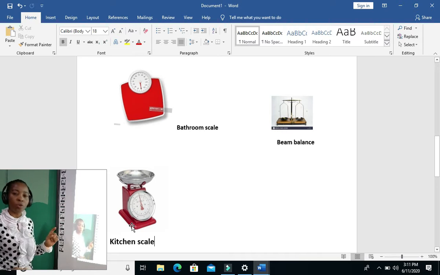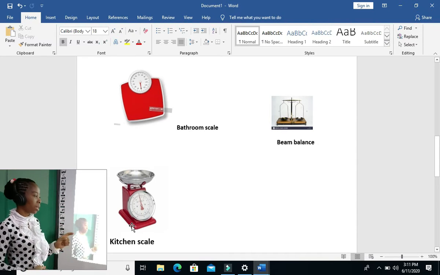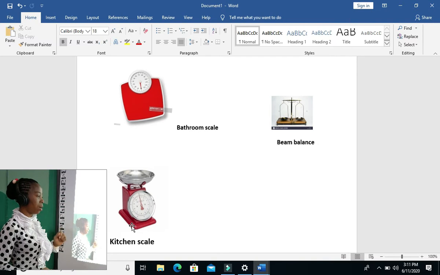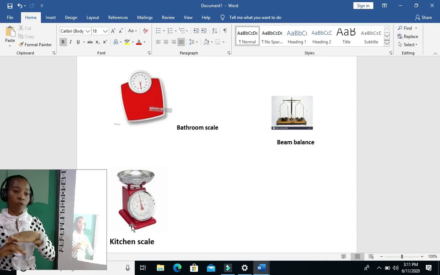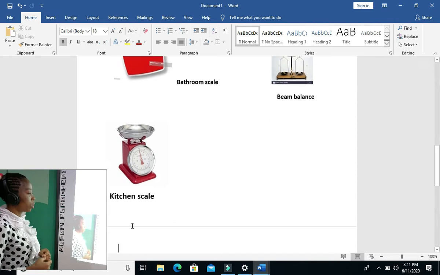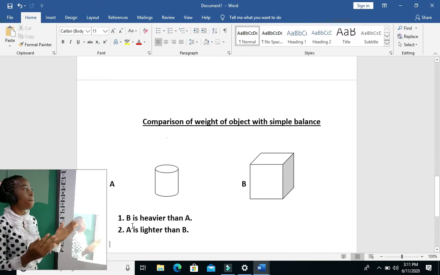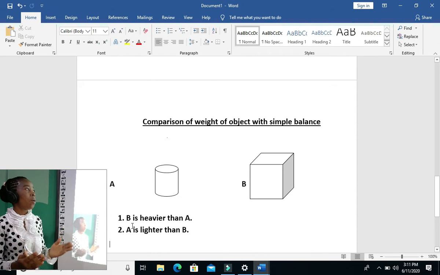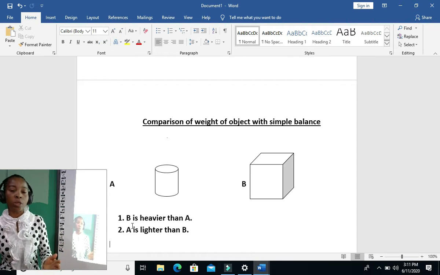I know most of you just look into the kitchen. Mommy might have this kind of scale which she uses in the kitchen to weigh when she wants to measure the flour to bake cake, or when she wants to measure maybe chicken or even fish. So right now, we're just trying to look at how to compare the weights of objects to know which one is heavy and which one is lighter.